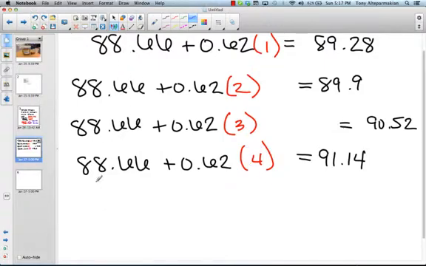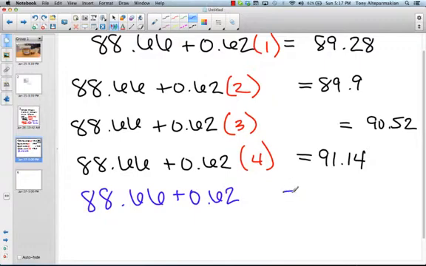So if we look at our pattern here, it looks like every time we see 88.66. So I bet you the next one's going to have 88.66. So I'm going to write that down. Next one after that, I bet you the next one's going to have a plus sign because it's in every one of those up till now. And it's also going to have a 0.62. It's also going to have an equal sign.